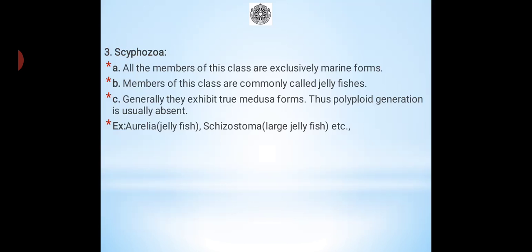All the members of this class are exclusively marine forms, and members of this class are commonly called jellyfishes. Generally, they exhibit true medusa forms, thus polypoid generation is usually absent. Example: Aurelia, commonly known as jellyfish; Schizostoma, commonly known as large jellyfish.